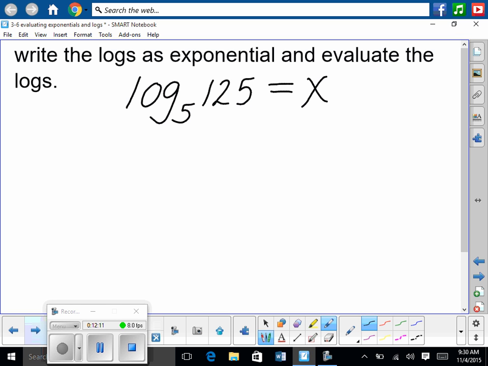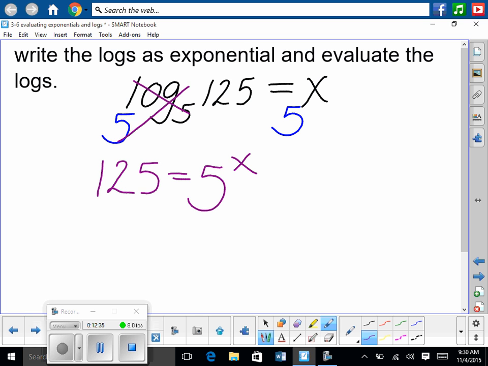Then from there, I want to rewrite it as an exponential. Since it's log to the base 5, I'm going to take the base 5 of both sides of the equation. That way, on the left, log to the base 5 and base 5, there's our inverse, cancels out. That's awesome, we got rid of our log. So on the left, we have 125 is equal to 5 to the x power. This is in exponential form, this is in log form. These are inverses of each other.